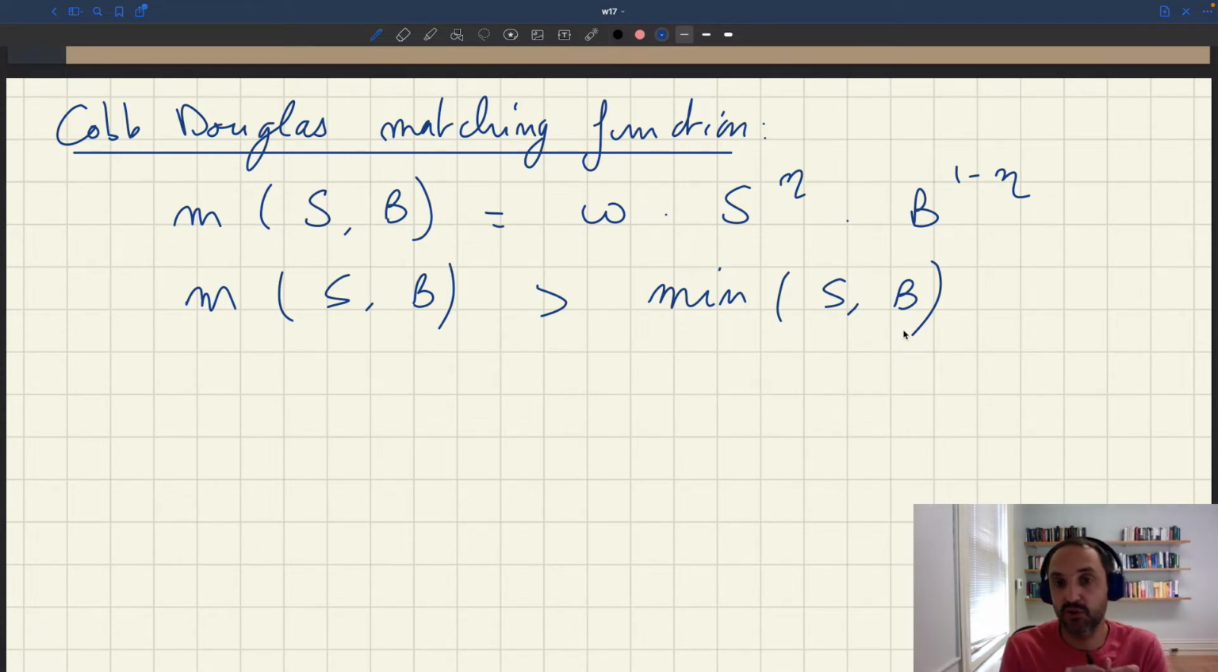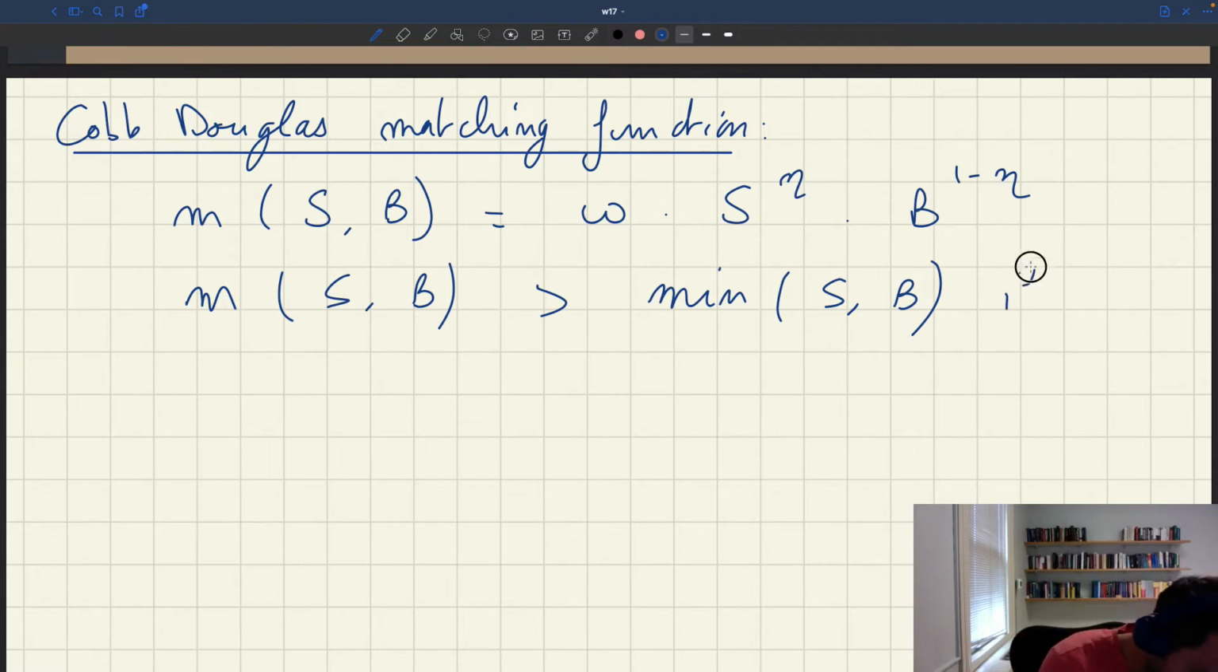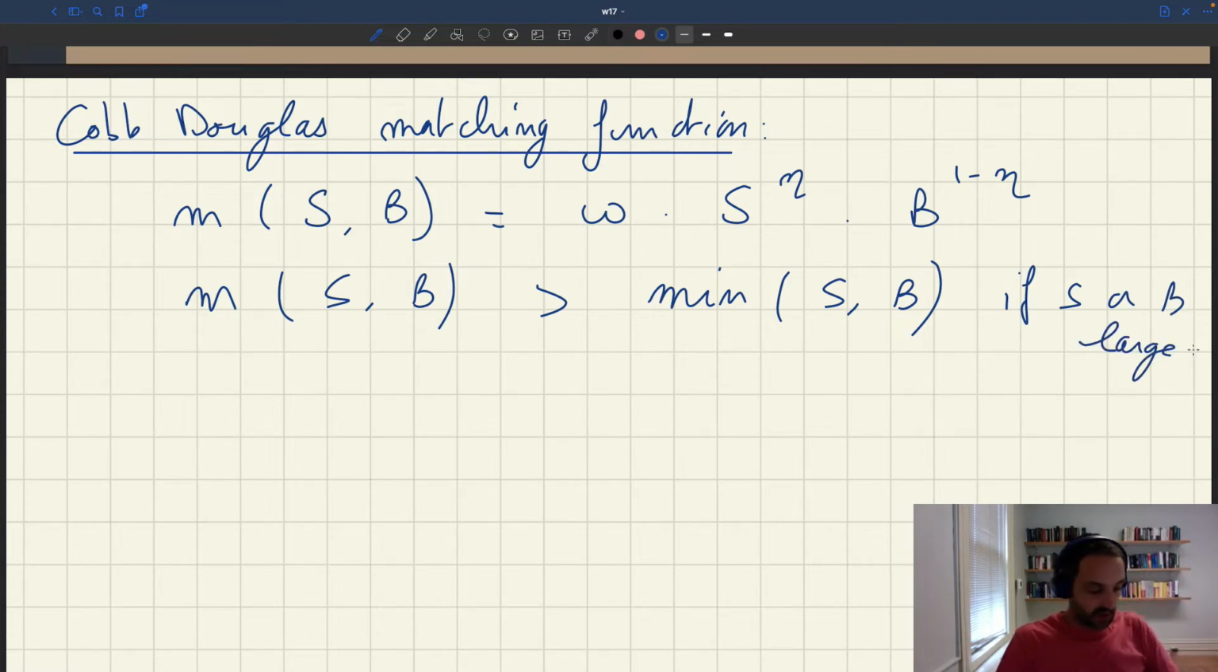So if you work with a discrete time model, the way to do it formally is to impose that the matching function is the Cobb-Douglas expression, except if it becomes larger than the minimum of S and B, and in that case, it becomes the minimum of S and B. But it's complicated: it means that you can't just use the Cobb-Douglas function, you need to impose an extra constraint. And so that's inconvenient. You don't really want to have to do that.